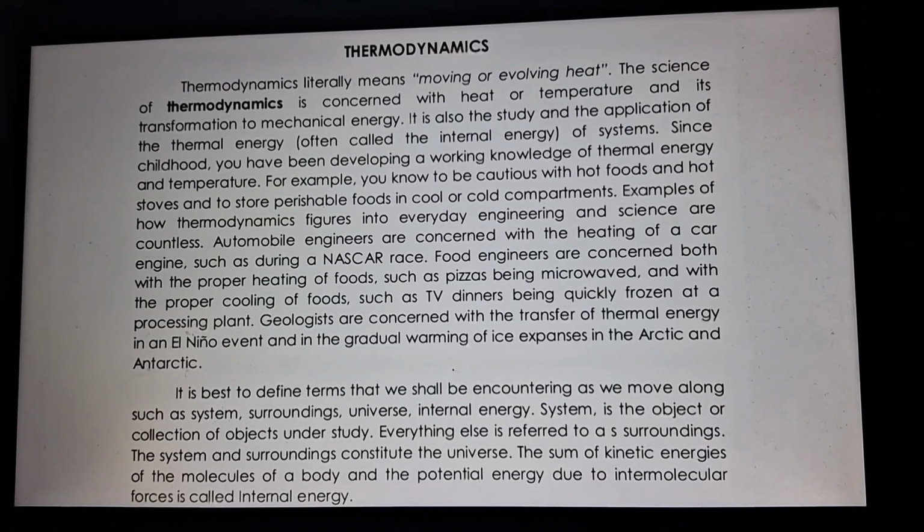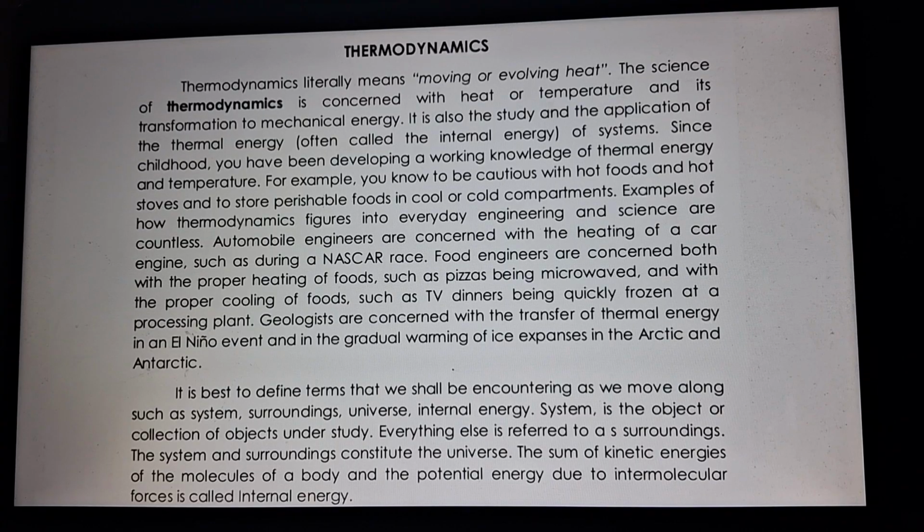So let's now talk about thermodynamics. Thermodynamics literally means moving or evolving heat. So the science of thermodynamics is concerned with heat or temperature and its transformation to mechanical energy. So it's basically a study of heat, of temperature or cold. It is also the study and the application of the thermal energy, often called the internal energy of systems.